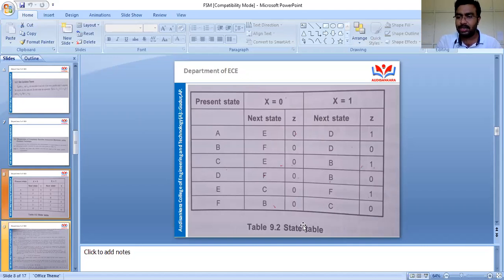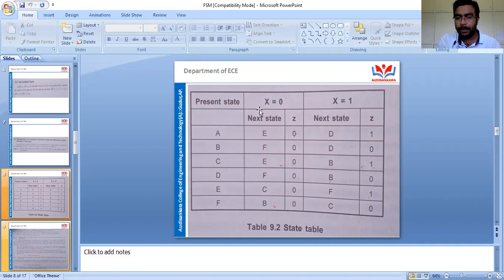In a completely specified state machine, we have all the present states available, and the next states and outputs for all possible input combinations, like x equal to 0 and x equal to 1, for every present state. One more important thing to remember: if you want to apply the partition technique for simplifying the state machine, it should be completely specified. Each and every piece of information regarding the present state for each input combination should be available in the state machine.